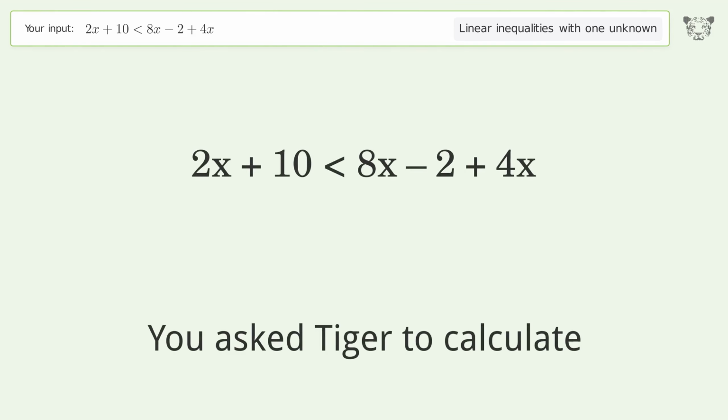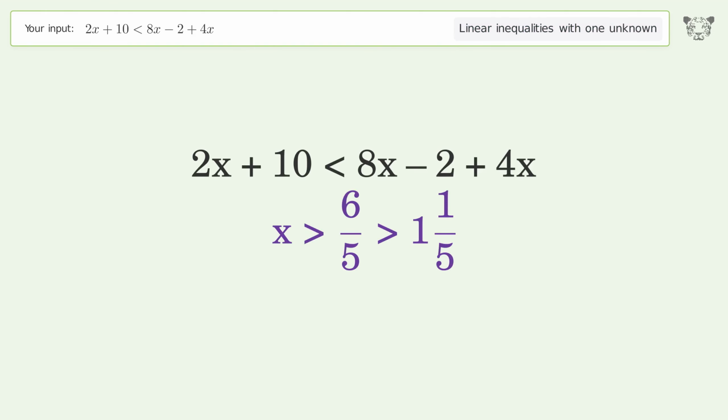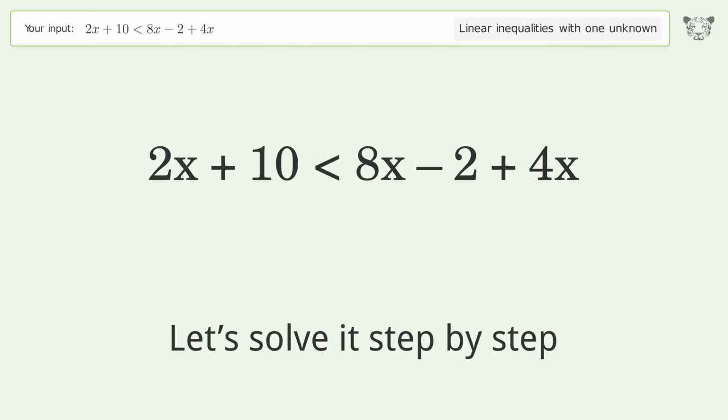You ask Tiger to calculate. This deals with linear inequalities with one unknown. The final result is x greater than 6 over 5 greater than 11 over 5. Let's solve it step by step.